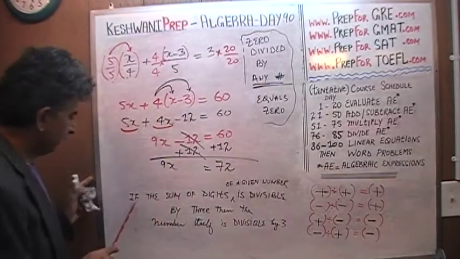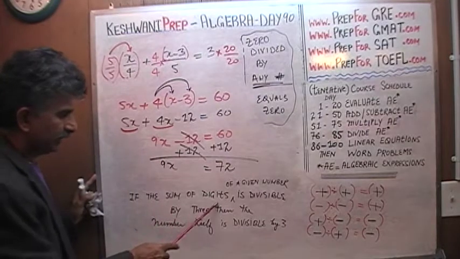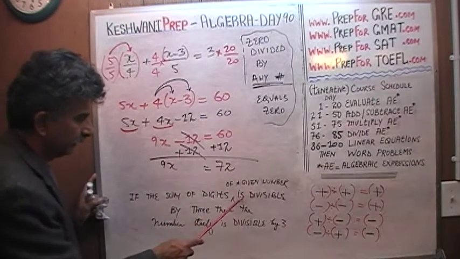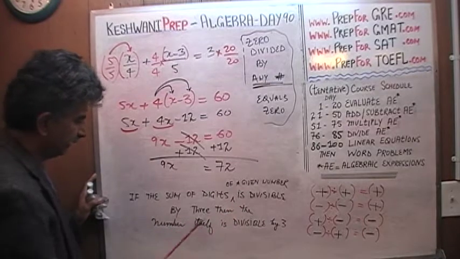What it says is that if the sum of the digits of a given number is divisible by 3, then the number is divisible.